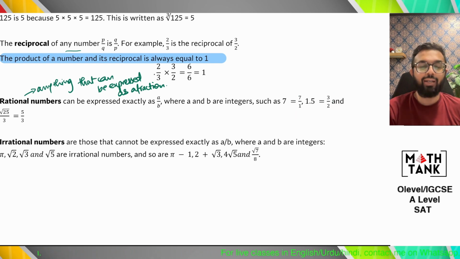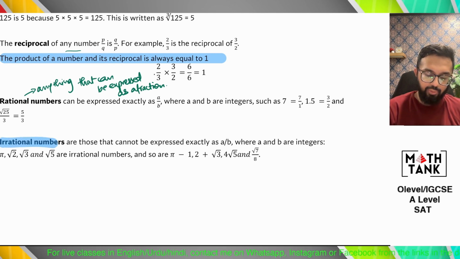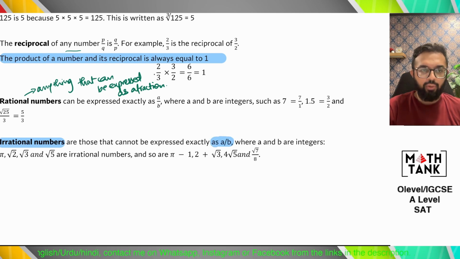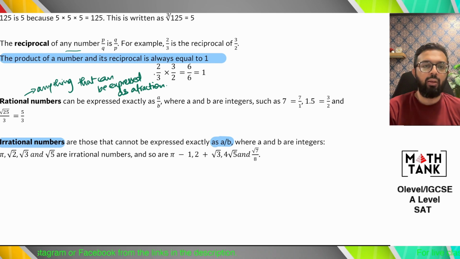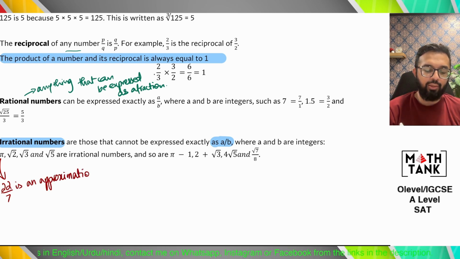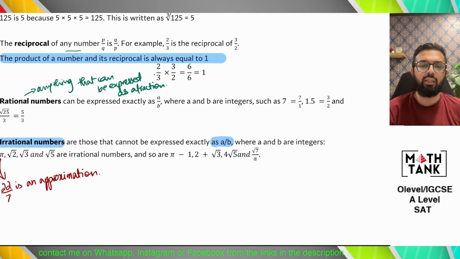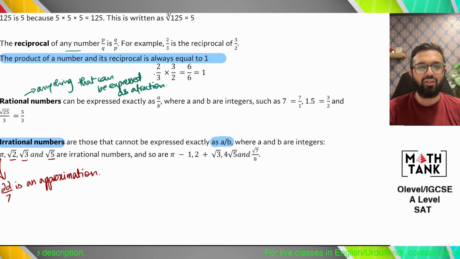Then there must be numbers that cannot be expressed as fractions. You should try to remember these. Irrational numbers are those that cannot be expressed as a over b, where a and b are integers. So pi is something that you can't express as a fraction, although you might have seen that it's sometimes written as 22 over 7. But remember that 22 over 7 is an approximation. It's not the exact value of pi. You can verify with your calculators and you will see that pi is an irrational number that cannot be expressed as a fraction. Root 2, root 3, root 5, all of these are irrational numbers.